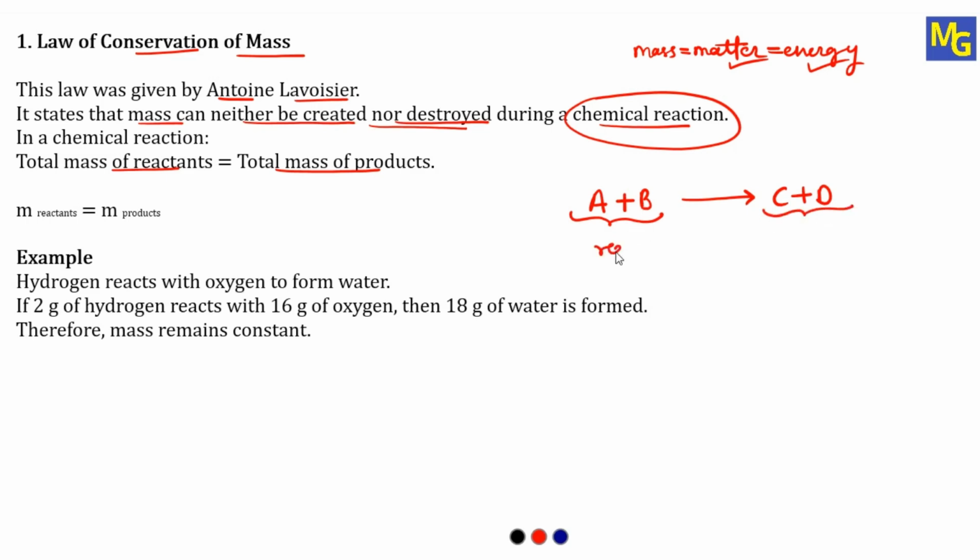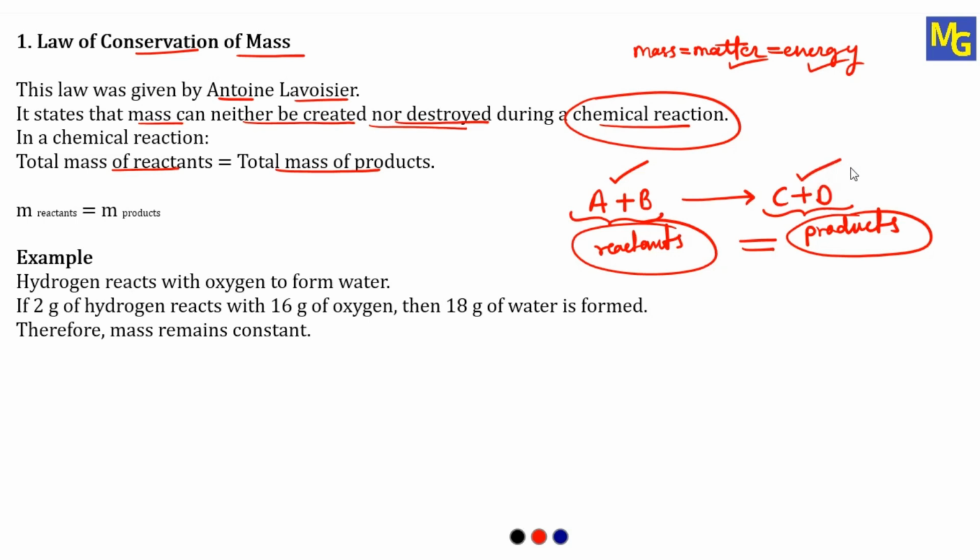Remember, these are called reactants and these are called products. Before the reaction we should measure the weight of A and B, and after the reaction we should measure the weight of C and D. So the mass of the reactants will always be equal to the mass of the products. Here neither A and B are destroyed nor C and D created more. So the amount will be equal, and that can be written like this: M reactant, M means mass, mass of the reactant is equal to mass of the product.